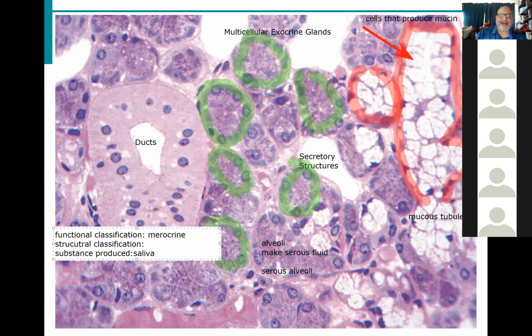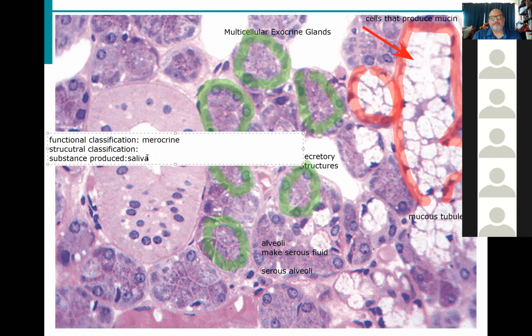Perfect. And lastly, what is the structural classification of our salivary gland? Mucus tubule. Well, but remember, it has mucus tubules, but it also has serous acini. And even though we only see one duct, if it's going to have two different types of secretory structures, it probably has two or more ducts. It's got definitely two or more secretory structures. Bingo. So structurally, this is a compound tubulo-alveolar gland.